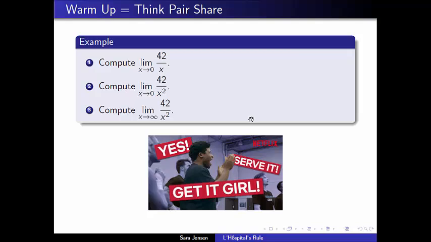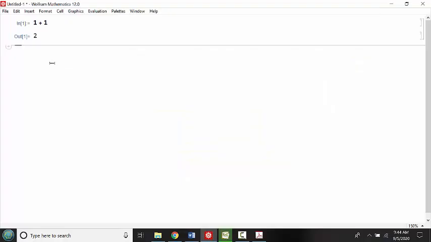What I'm going to do is show you a couple of different methods that you could use to start understanding the concepts of why these answers are what they are in Mathematica, so we get some more practice with Mathematica. So here's my Mathematica document. I've already done a warm-up. The first example that we were looking at was the example of 42 over x as x was approaching 0.